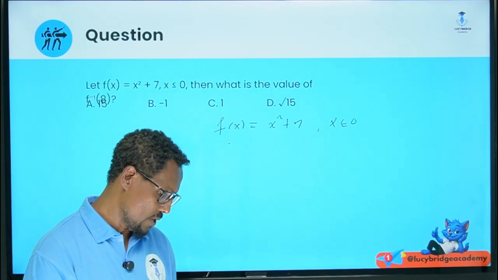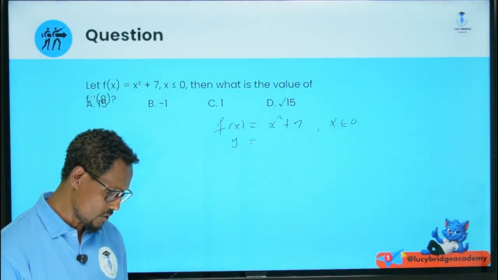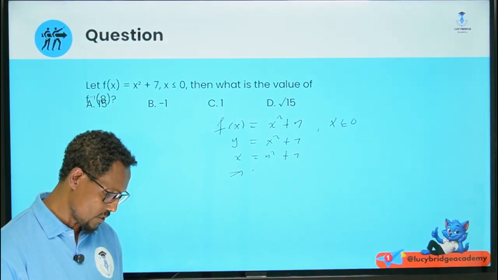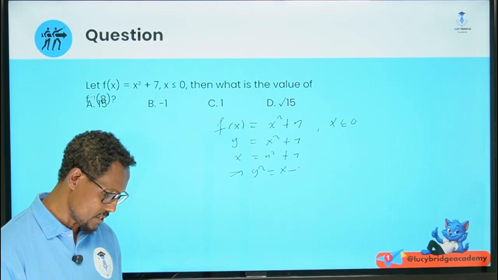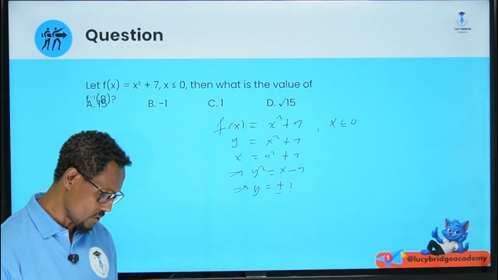Now, in order to find the inverse, make it y. F of x is y, equal to x squared plus 7. Next, interchanging, x is equal to y squared plus 7. From this we have y squared is equal to x minus 7, which implies y is equal to plus or minus the square root of x minus 7.